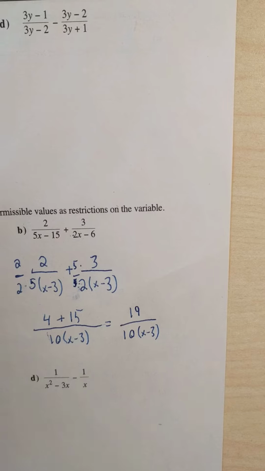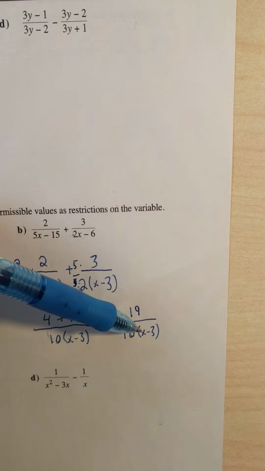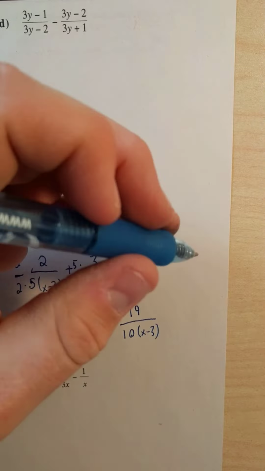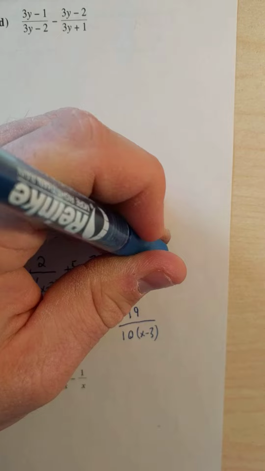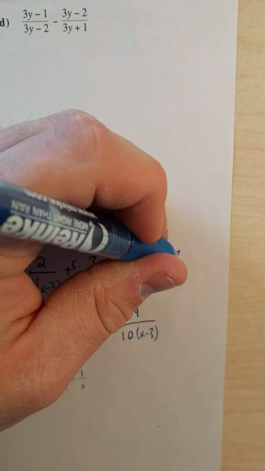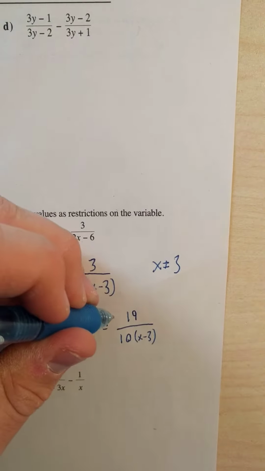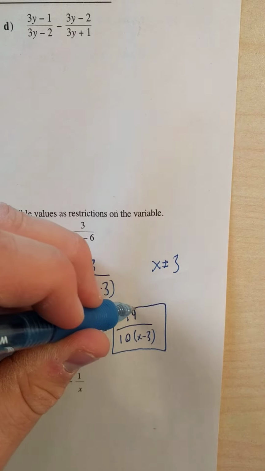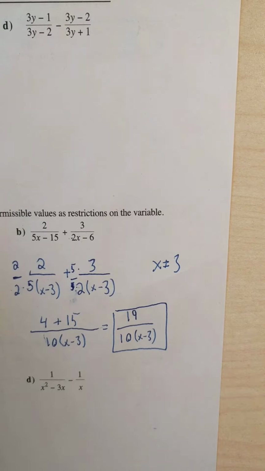We then need to look at our non-permissible values, and state them. Here at the bottom, we have an x minus 3, so the non-permissible value is going to be positive 3. Our answer is there. All done.